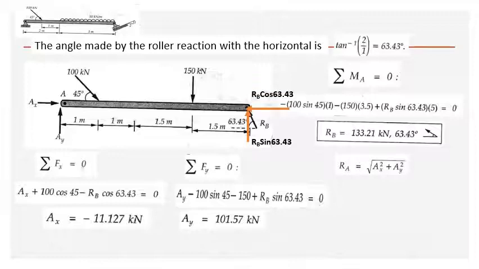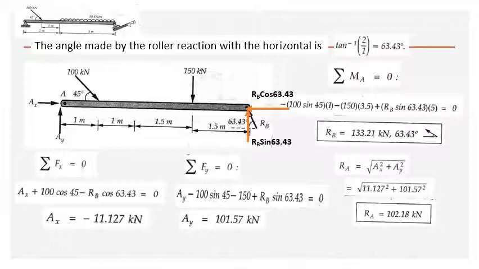Next is finding RA. RA is under the root AX square plus AY square. Substitute AX as 11.127 and AY as 101.57. We get RA as 102.18 kilonewton. Next is to find the angle. All the steps are similar.